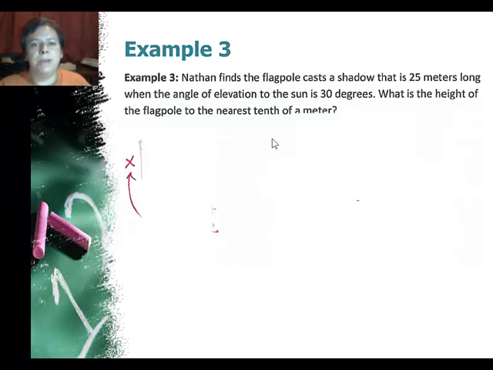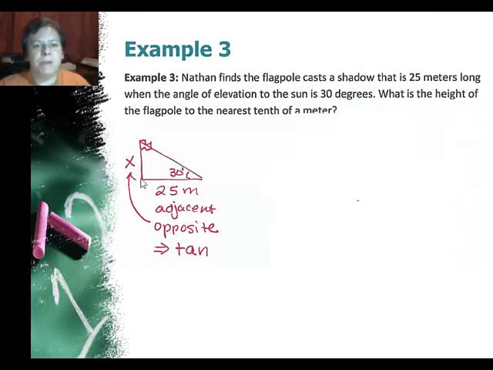So let's go ahead and draw a picture. And here's my flagpole. There's the shadow. It's 25 meters. And the sun is back here, and it's creating this shadow. I know the adjacent of the angle is 25 meters. I know I'm looking for the opposite. And I know the angle is 30 degrees. So the function I'm dealing with is tangent. Tangent of 30 degrees is x over 25.